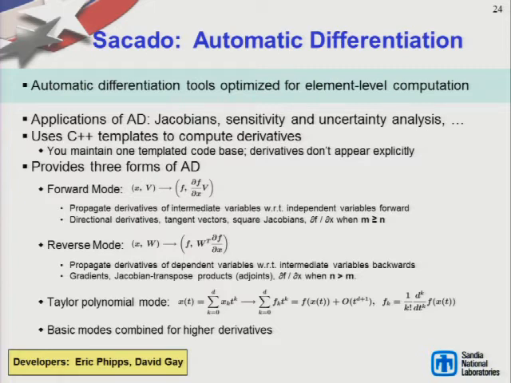In addition to just Jacobians for a nonlinear problem, this can also give you sensitivity and uncertainty quantification. If there are uncertain parameters, you can push those through the derivatives, et cetera, that you're computing for your PDE.